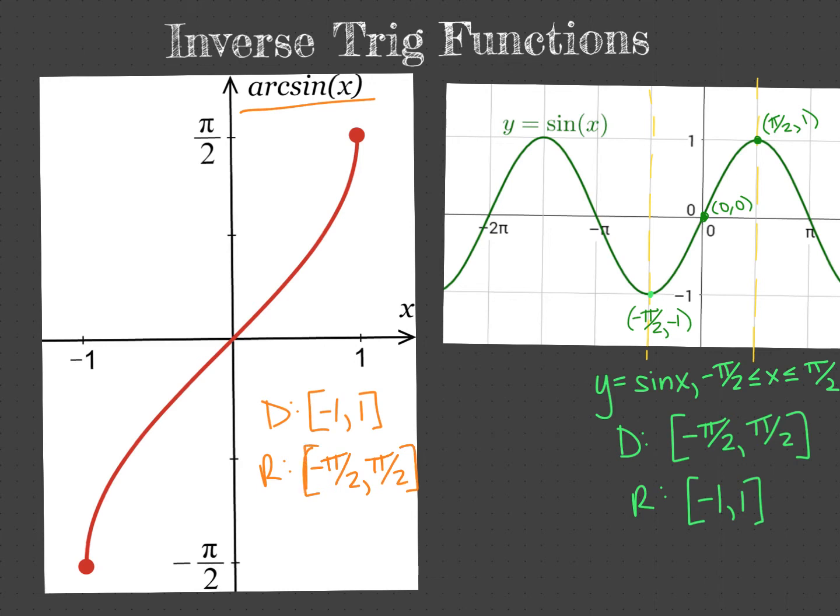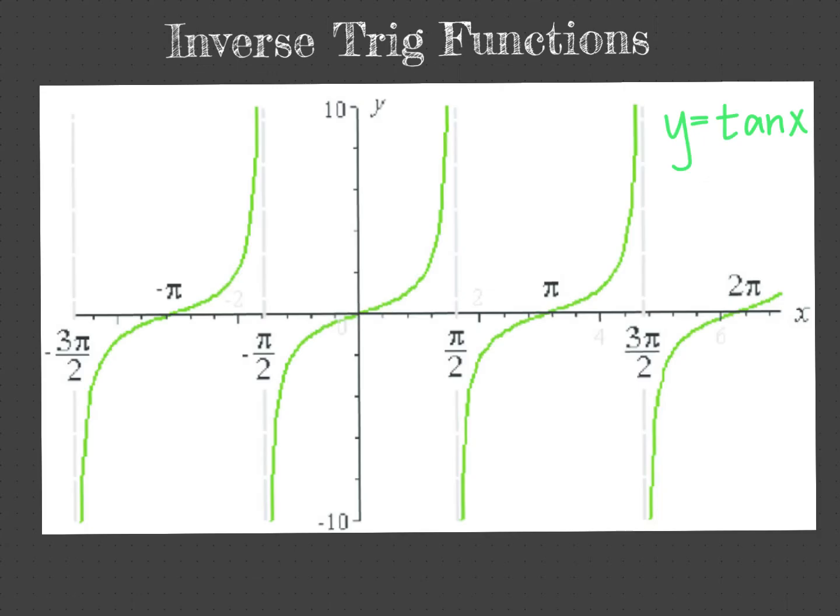And there we have it. We have the graph of the arcsine as well as its domain and range. Tangent, the good old interesting one with the vertical asymptotes.